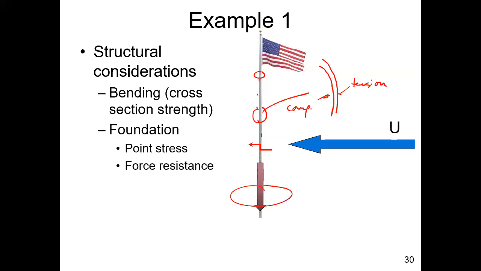For the force resistance, the drag force has to be counteracted by a resistance in the soil. And so the soil is basically pushing back. And how it does that is the area of the flagpole in contact with the soil times, at a minimum, the yield stress of the soil. And then the other thing that the soil has to provide for you is the resistance to this moment. So the question earlier was, how do you make them stronger?